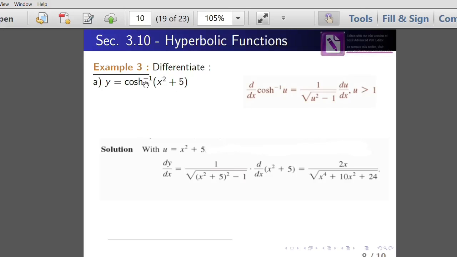The derivative of the inverse of hyperbolic cosine is equal to 1 over square root of u squared, so (x squared plus 5) all squared, minus 1, multiplied by du over dx, the derivative of x squared plus 5, which is 2x. So we have 2x divided by the square root of, if you simplify this, x to the power 4 plus 10x squared plus 24. So you just need to apply this rule for the inverse of hyperbolic cosine to find the derivative.